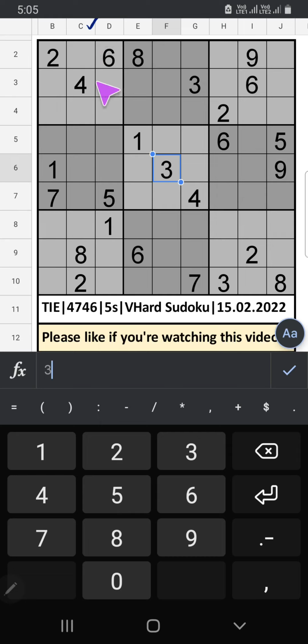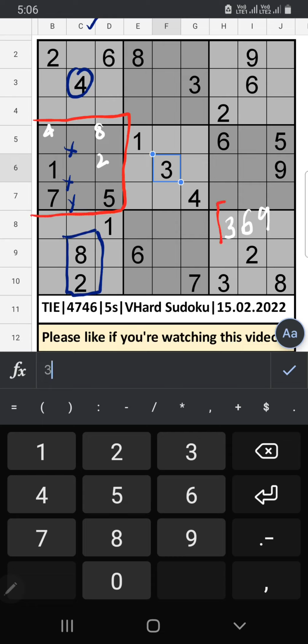Column C, we have 4. In A2, the three numbers can't come in these three cells. It will come in one of the three cells. We will confirm later. In the fourth grid, three numbers are remaining: 3, 6, 9.